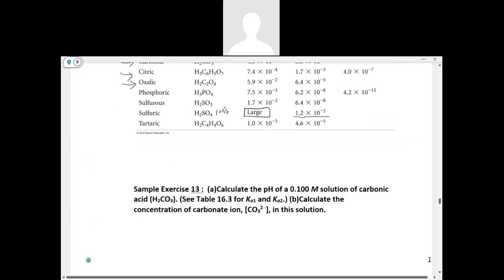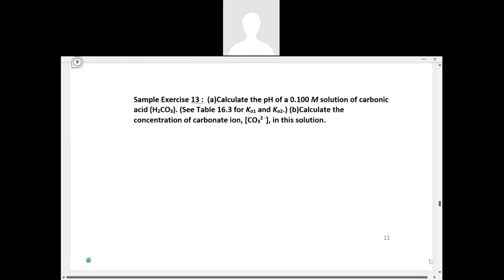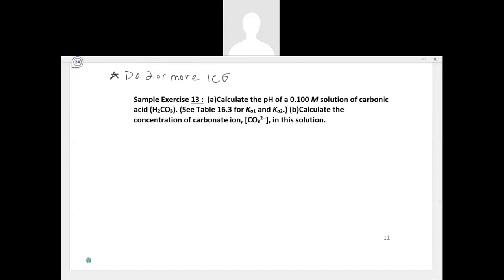So let's take a look at sample exercise 13 and see if we can figure out what we're asked for here, using the Ka1 and Ka2 values in the table above. Note that we're going to have to do two or more ICE tables with these polyprotic acids. So let's take a look at what that looks like here. First, in part A, we're asked to calculate the pH of a 0.1 molar solution of carbonic acid.